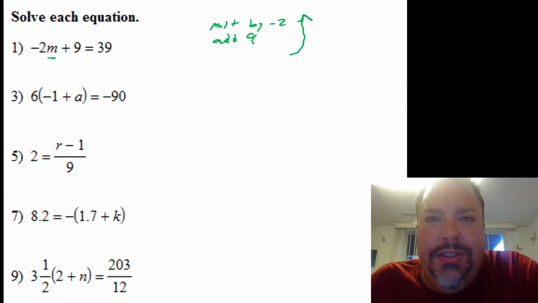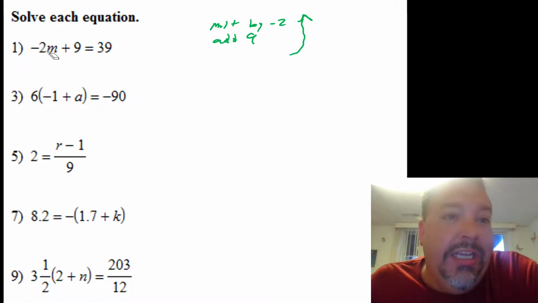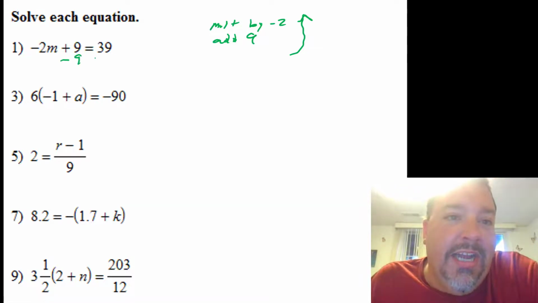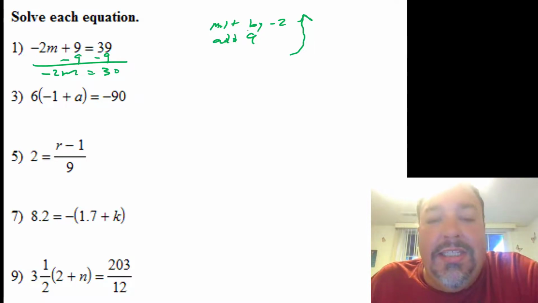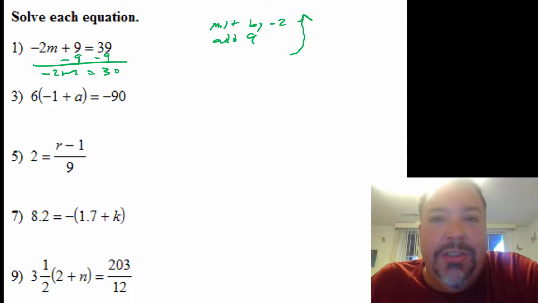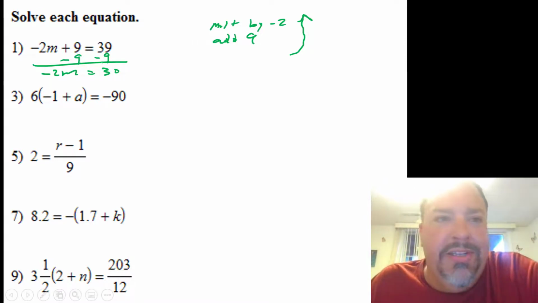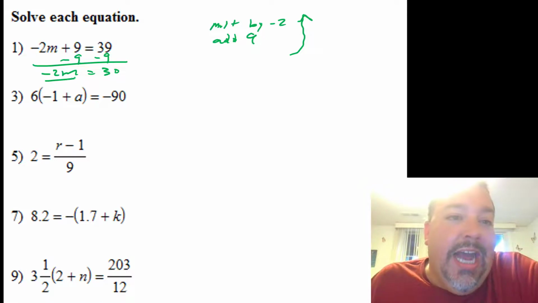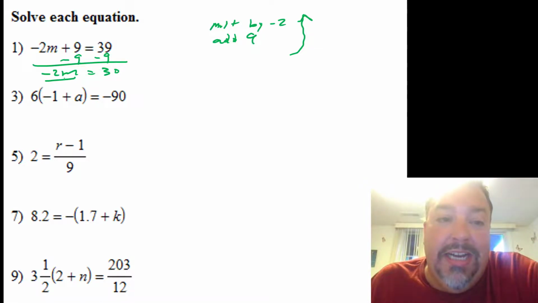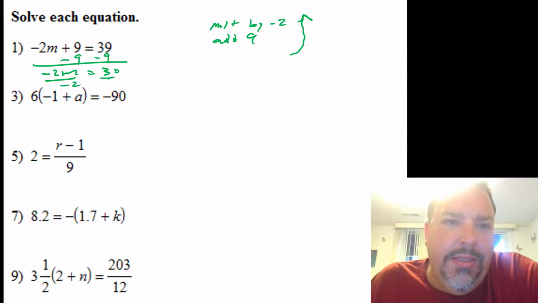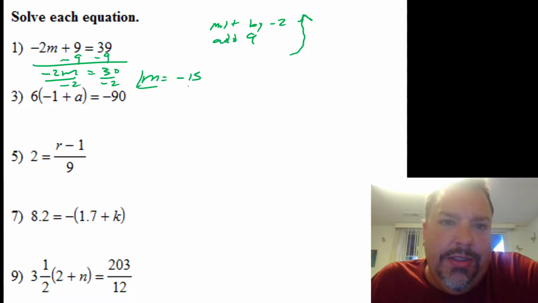So if we go backwards, the last thing that was done is adding 9 to it. So we got to get rid of that first. The opposite or the inverse of adding 9 is to subtract 9 from both sides. And when we do, that's going to give us negative 2m is equal to 30. And then the first thing we did to the m here was to multiply by negative 2. So now we have to get rid of that negative 2. And the opposite or the inverse of multiplying by negative 2 is to divide by negative 2. So now we have m is equal to negative 15. So that is our answer.